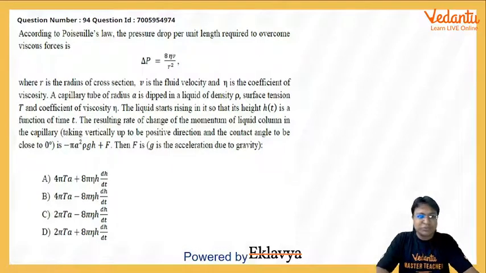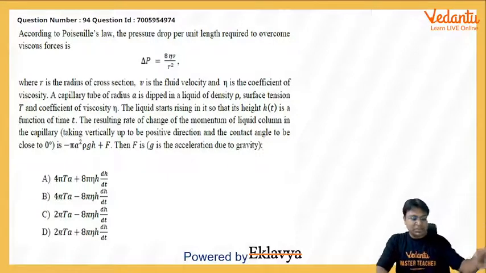Hello students, we are now discussing question number 94 of KVPY SX 2021 paper. This is the fourth question of part 2 of physics. Let's see what the question says.